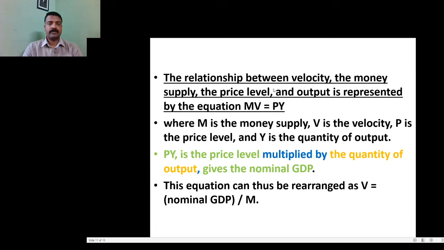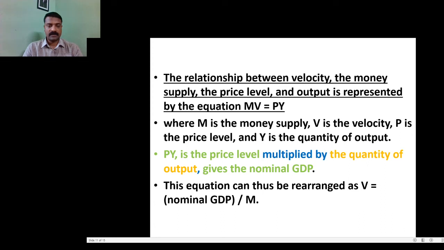The relationship between velocity, the money supply, the price level, and output is represented by this equation: MV = Py. M is the money supply, V is the velocity, P is the price level, and Y is the quantity of output. Py, the price level multiplied by the quantity of output, gives the nominal GDP. These equations can be rearranged as V = nominal GDP divided by M.